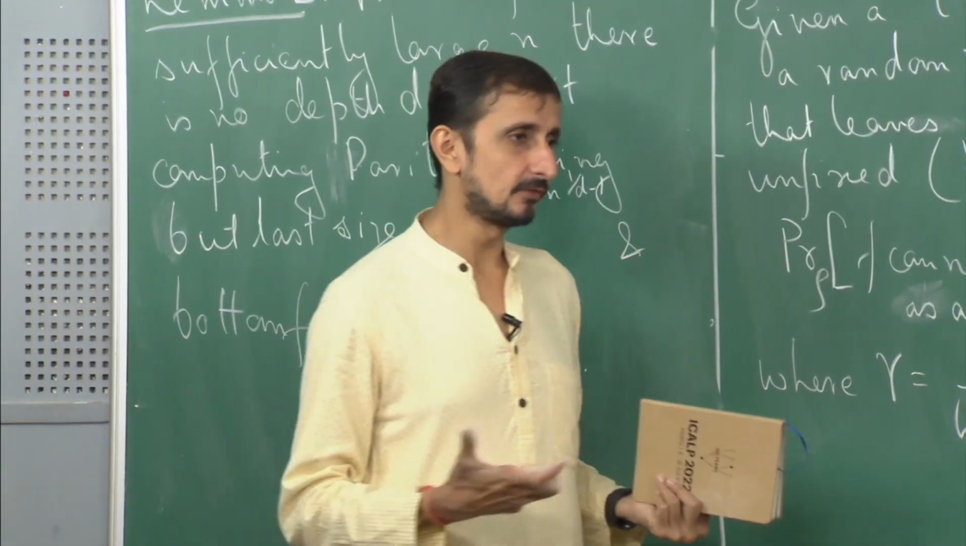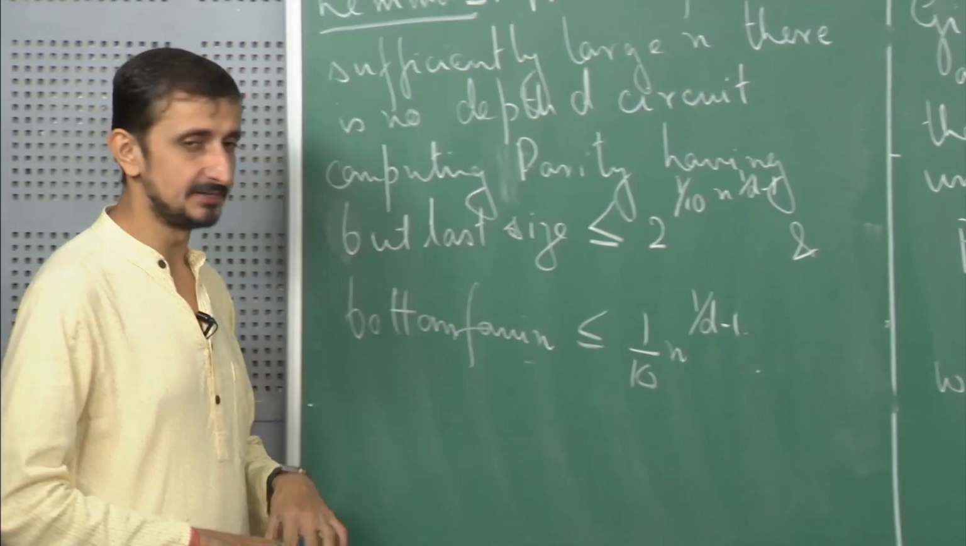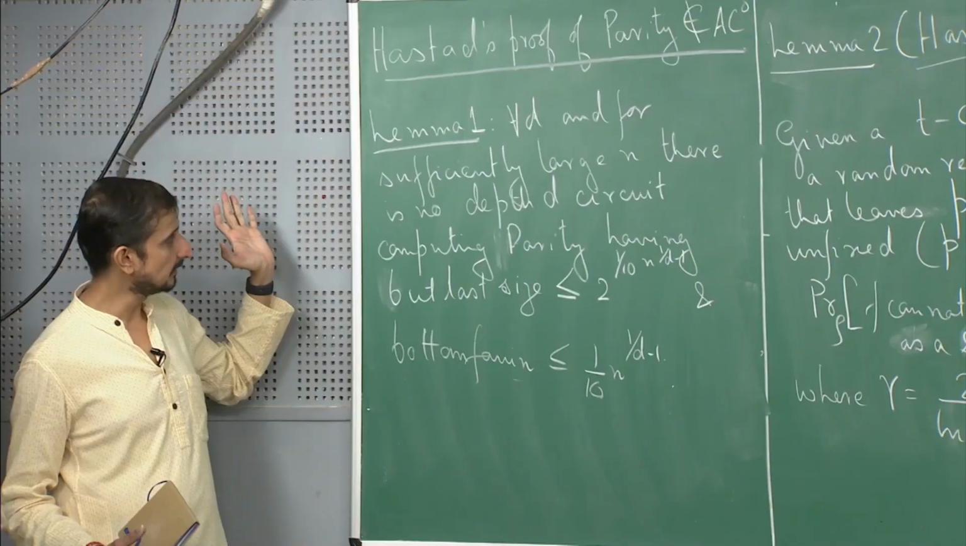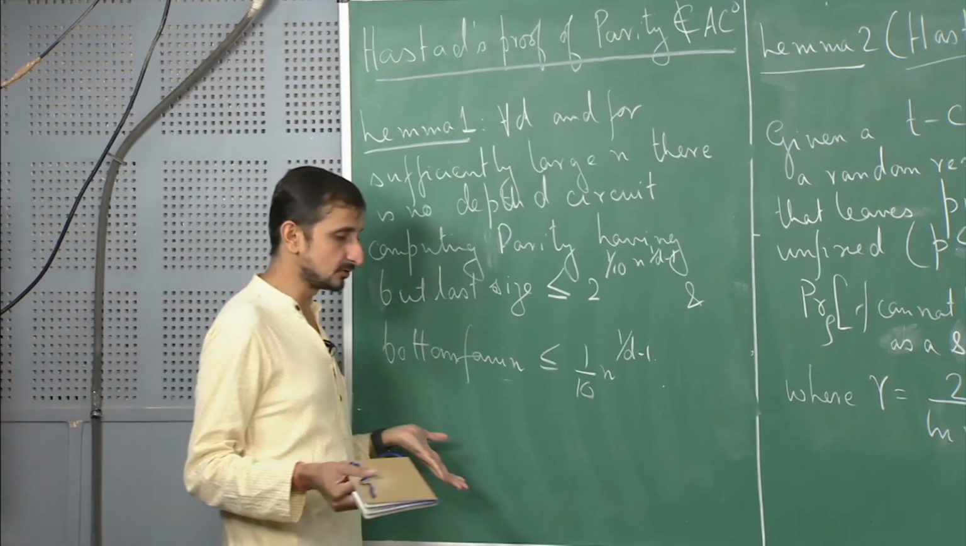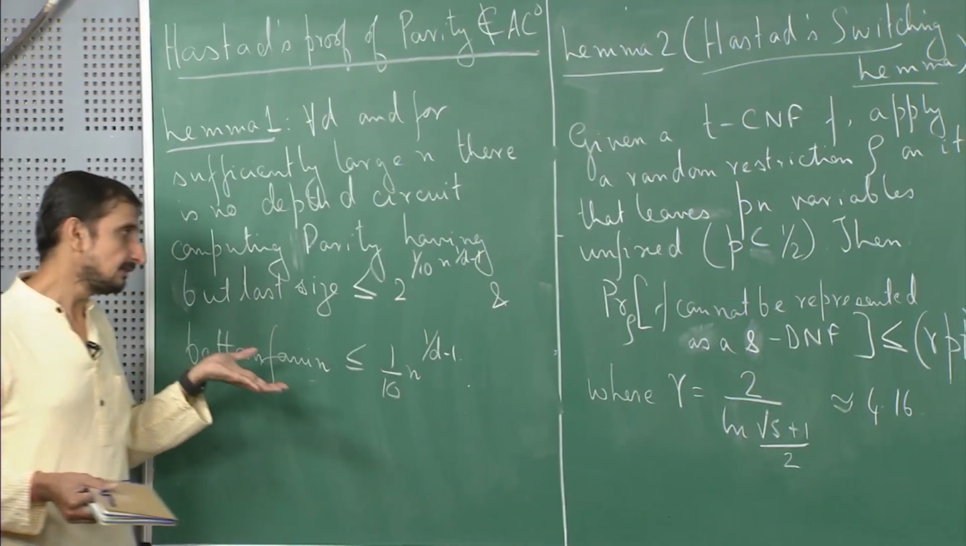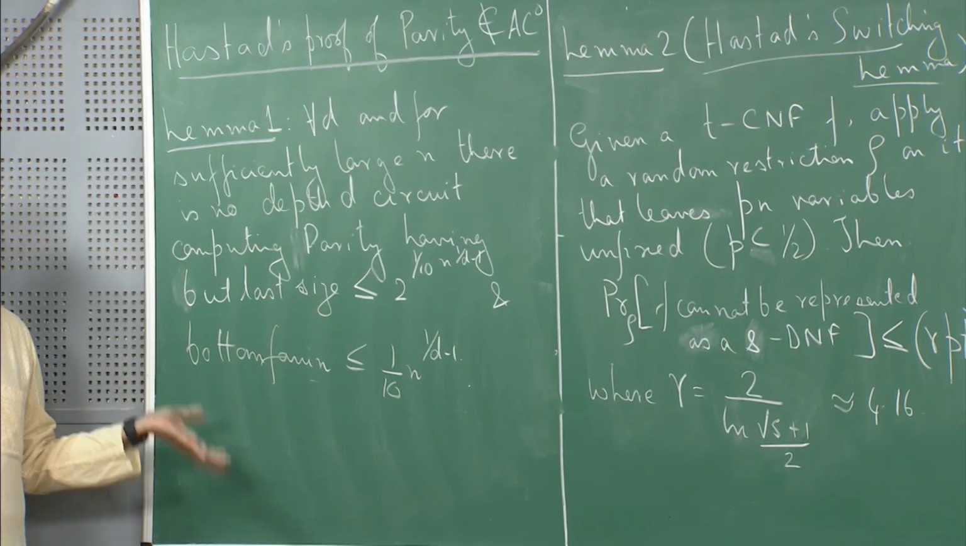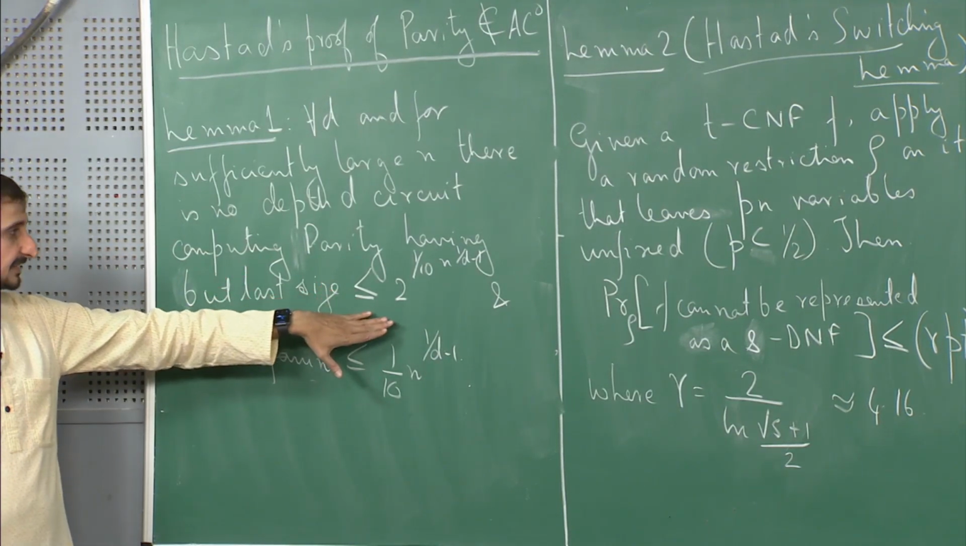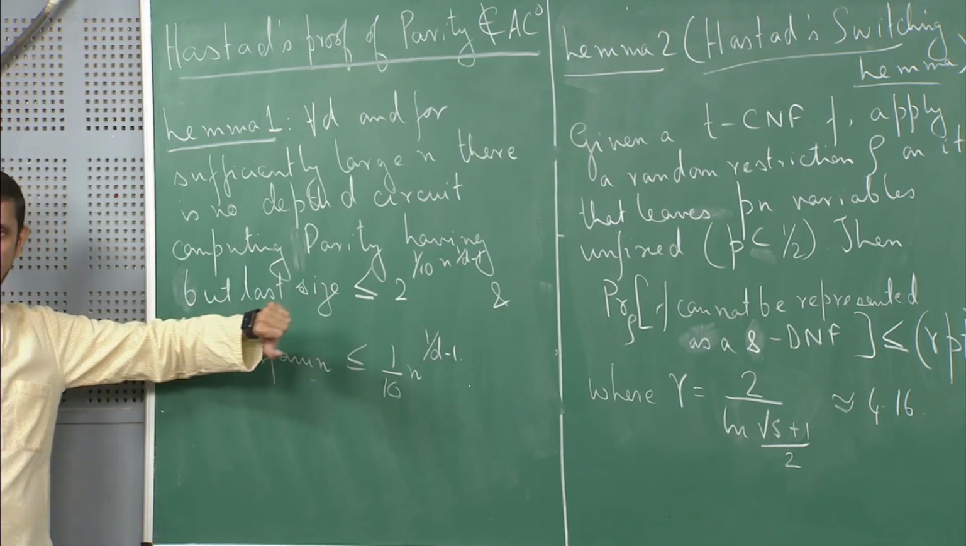So, let me give an idea of the proof. How does this proof proceed? What is the intuition behind this proof? The way we prove lemma 1 is, first of all, we assume that the lemma is not true, that is, we will assume a canonical circuit for parity that has size smaller than this quantity.